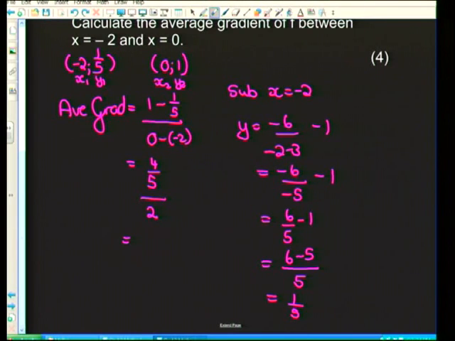Now remember, if we're dealing with a fraction divided by a whole number, the best approach is to make that a fraction as well by putting it over 1. And then we would say 4/5 times 1/2, because we invert and multiply. Doing that, that goes once, that goes twice, and the answer is going to be 2/5.